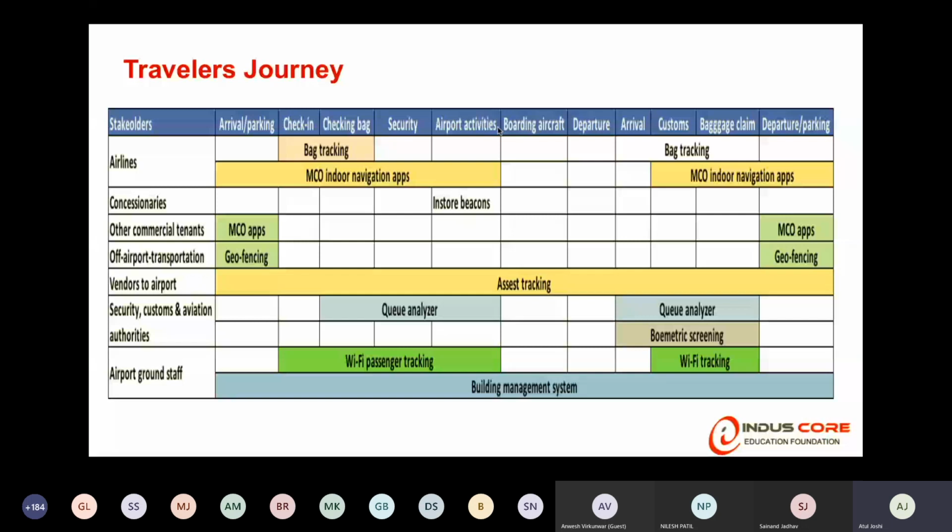Queue analyzer is something at the security and customs and aviation authorities. So people will know how many people are going to board this particular aircraft. We have developed a very interesting and innovative application using a boarding pass. You might have heard a very small thing when you go to the airport: Mr. Joshi, last and final boarding call for you to board the aircraft. Every time you miss your flight, the ground handling staff is just screaming like this, right?